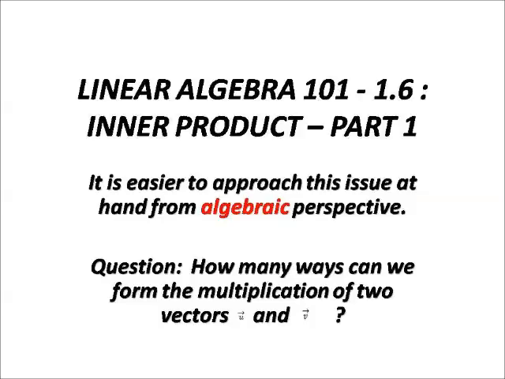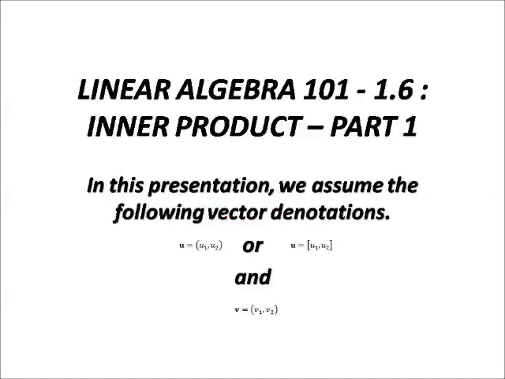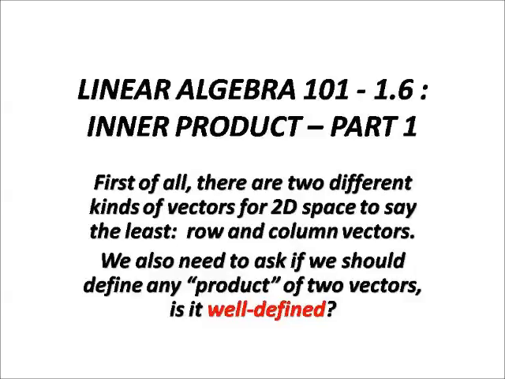Question: how many ways can we form the multiplication of two vectors, u and v? In this presentation, we assume the following vector denotations. u equals (u1, u2), v equals (v1, v2), sometimes enclosed by square brackets, sometimes by a pair of parentheses. First of all, there are two different kinds of vectors for 2D space, to say the least: row and column vectors.